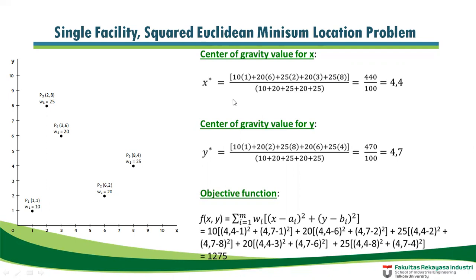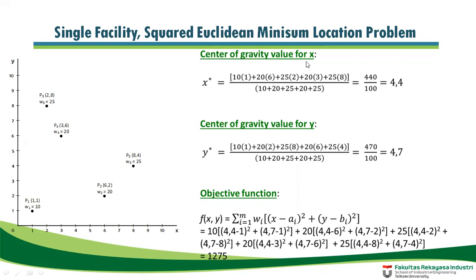And then just add up all the calculated numbers and divide by the total weight. The total weight is 100, so we got 4.4 as the coordinate for x. Squared Euclidean is just a simple equation and simple formula because it's easy to calculate independently, especially for the x and y coordinates.